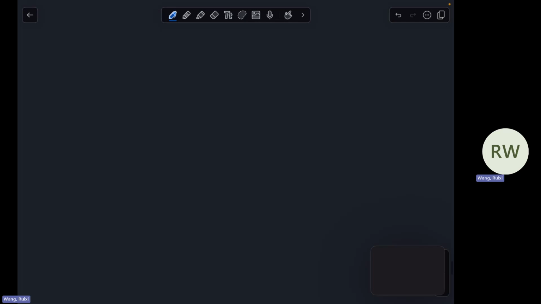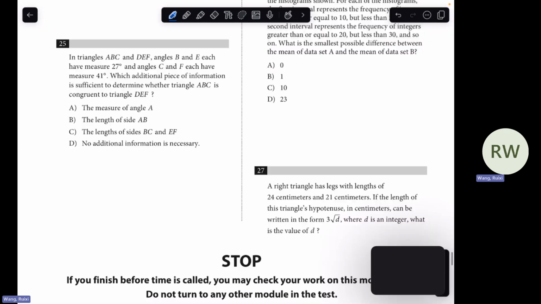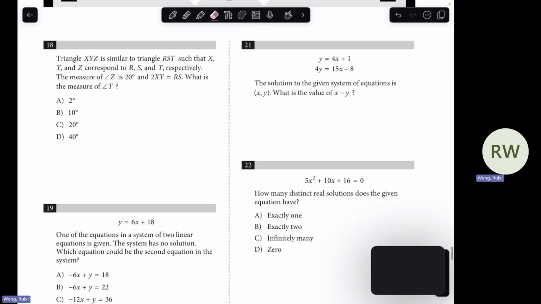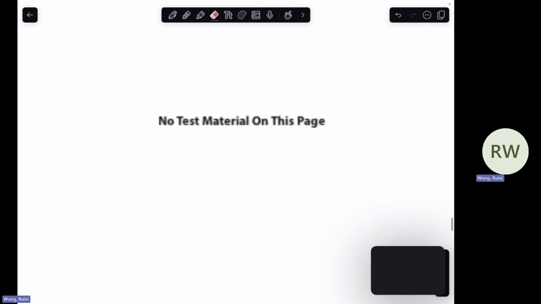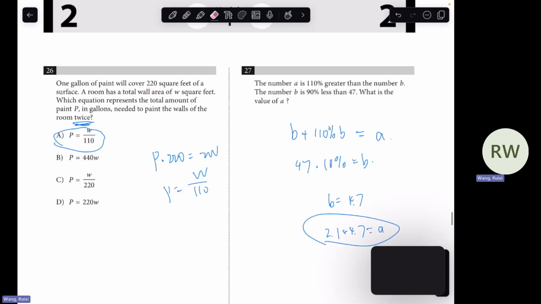I don't know if the answer is included here, but I will try to double check. But yeah, for the first module part we are done. I'll try to get module 2 recorded as well, right?